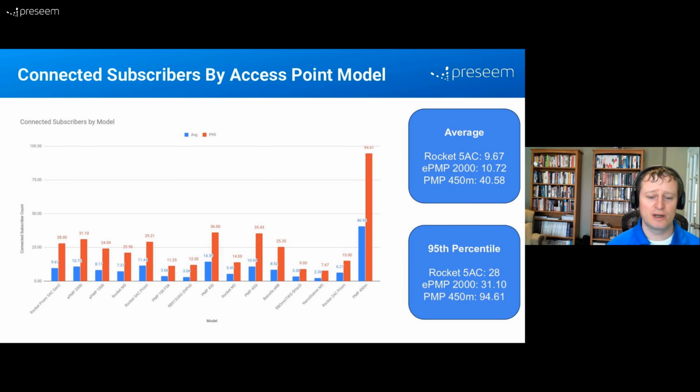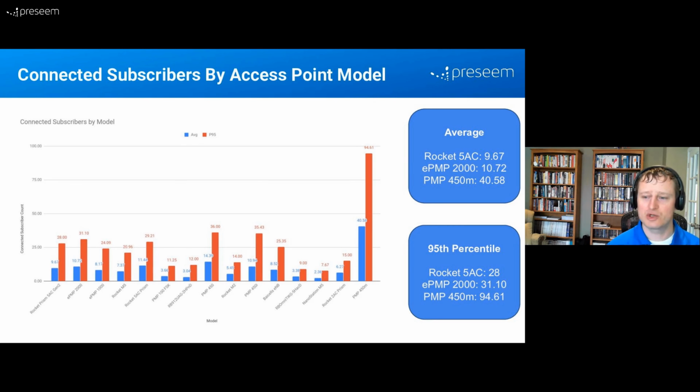So in this case, if you look at Rocket 5 AC, 28 subscribers are attached at the 95th percentile. ePMP 2000 is a little bit higher at 31, just looking at those first 2 bars. But if you jump all the way over to the far right, you who've looked at previous editions of the report will recognize this pattern, that the PMP 450 just kind of dominates from a magnitude perspective in all the charts. So the P95 there is about 95 connected subscribers per access point. We do see instances of 130, 150 subscribers attached to those. That would be if we looked at the 99th percentile or something like that. So pretty interesting, I think.